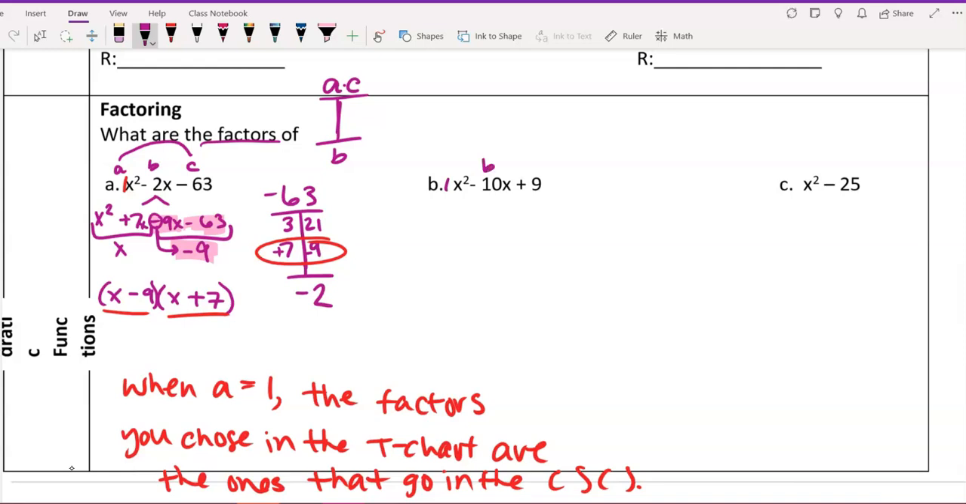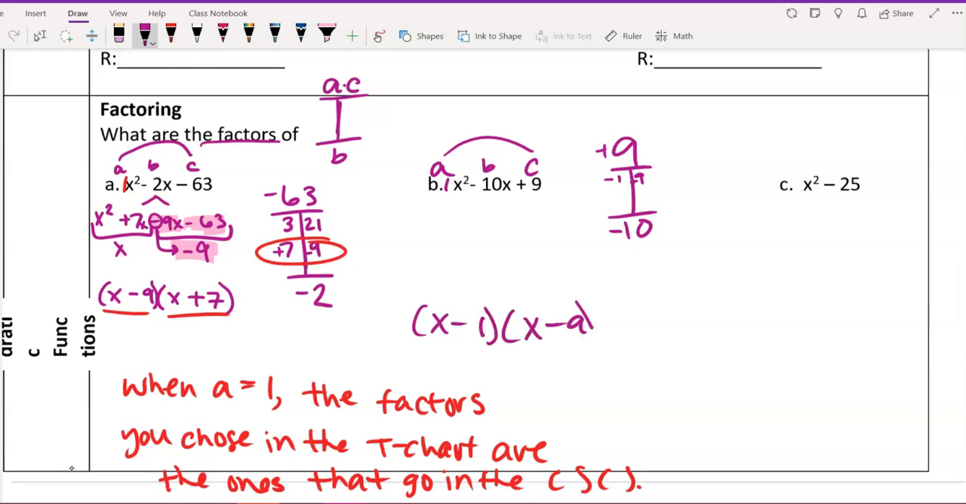A value is 1, b is -10, and c is 9. So a times c is 9. So we're looking for factors of 9 that add up to -10. So we got 1, 9. And if they're both negative, they multiply to a +9 and they add up to a -10. So we already know our factors are going to be x minus 1 and x minus 9 from what we chose here. But we can double check ourselves.